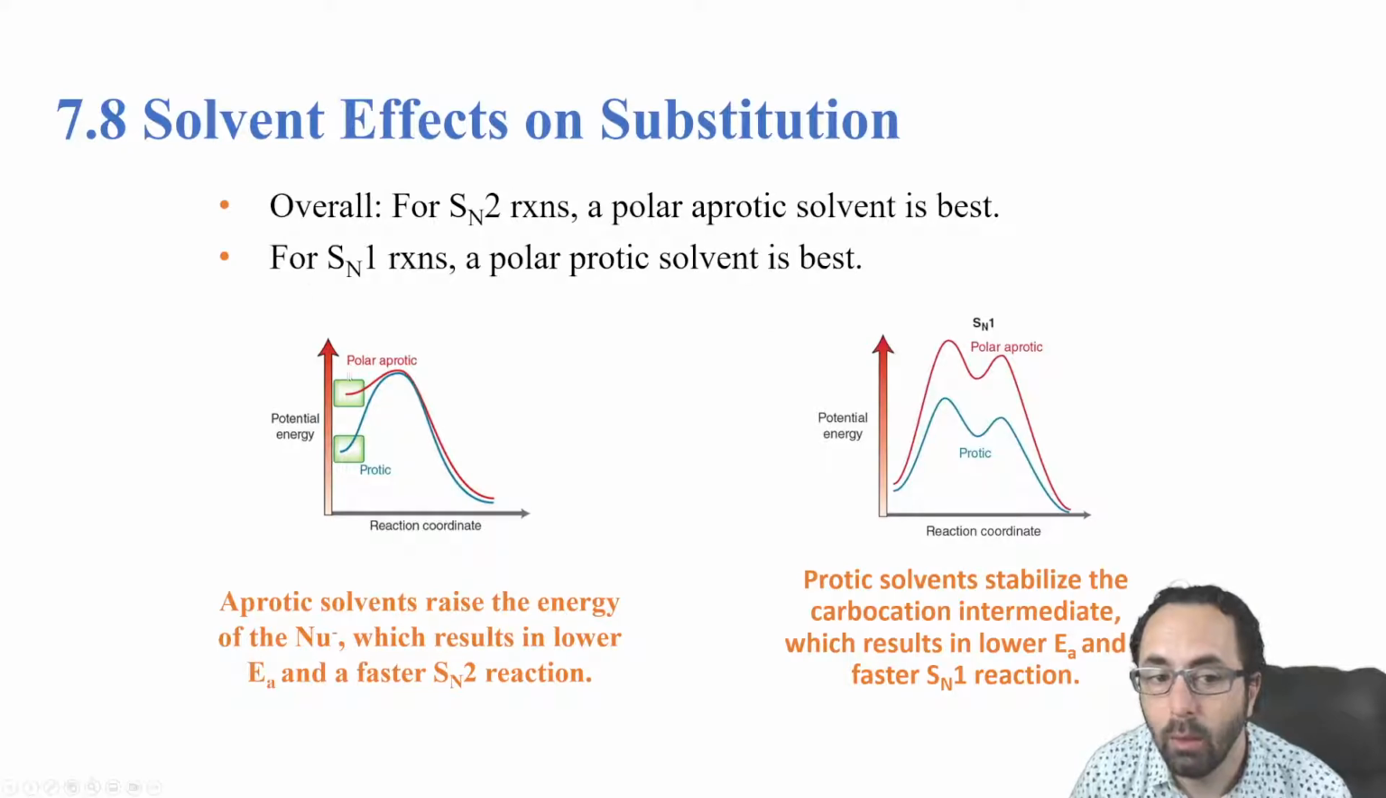So that's the solvent effects. The take-home message here is, for SN2 reactions, we're going to use polar aprotic solvents. For SN1 reactions, we're going to use polar protic solvents. And as you've seen in SN1 reactions, often the nucleophile is the solvent.